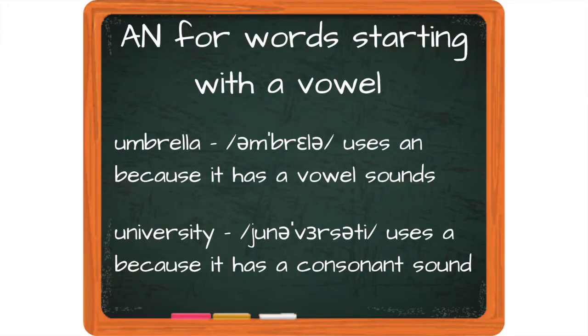If the word starts with a vowel, but has a sound like a consonant, then we use the article "a." For example, umbrella, university. Both words start with the letter U, that's a vowel. But we would say "an umbrella" because the U in umbrella is a vowel sound, but we would say "a university" because the U in university has a Y sound, so it's considered a consonant sound. A university.